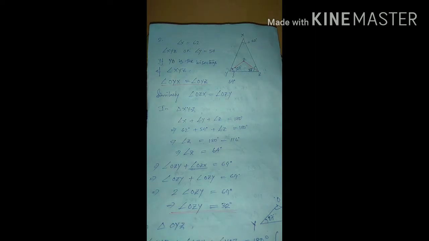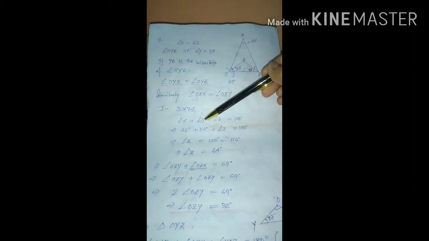Now if you see the whole triangle XYZ, forget these two red lines. Angle X plus angle Y plus angle Z, since we know the angle sum property, the sum of the three angles of a triangle is 180 degrees. So angle X plus angle Y plus angle Z equals 180 degrees. X equals 62 degrees, Y equals 54 degrees, and Z we don't know, so we keep Z here.